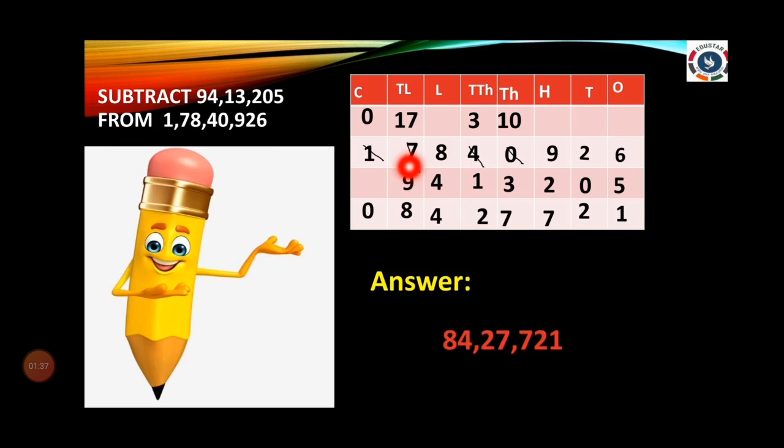Then 7 only we are having, so we can't subtract 9 from 7. So the 7 gets 1 from the nearby number. The 1 gives 1, so it becomes 0. It moves to the before number, that 1 moved to the 10 lakh place. So the 7 becomes 17. It becomes a 2-digit number. So now we are having 17. 17 minus 9 means you will get 8. So finally you get the answer 84,27,721. Already you know how to subtract the values. Anyway, you had to revise all those things.